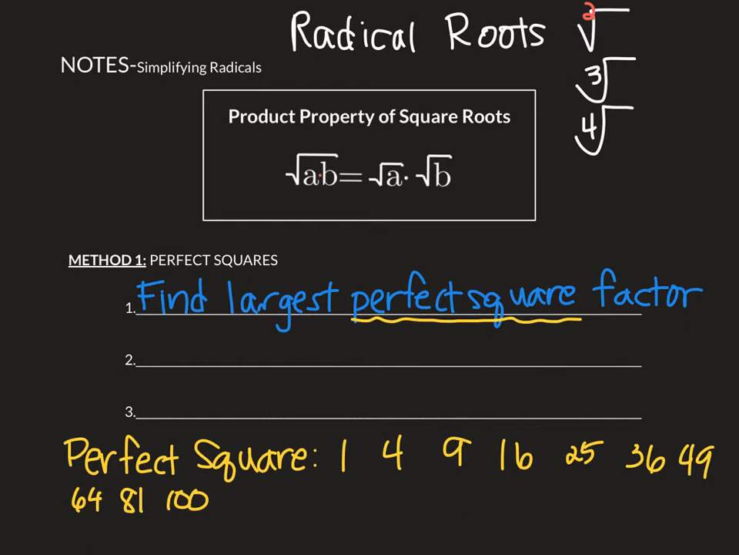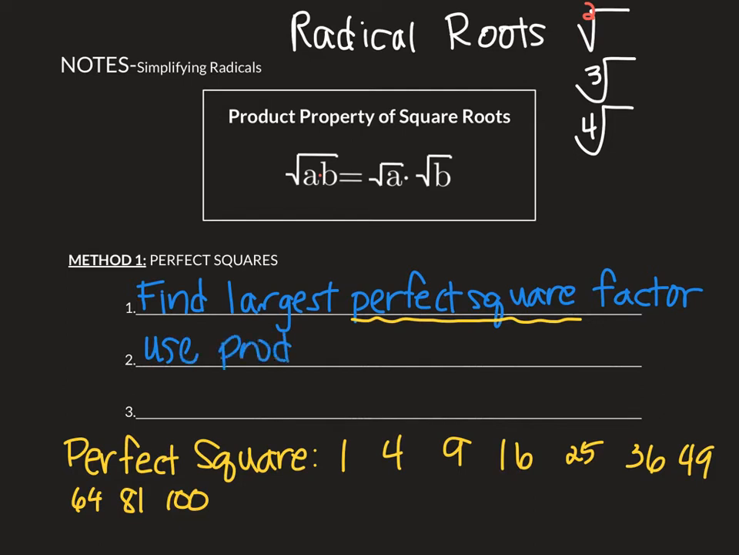Chances are, if we're looking for a perfect square factor, something that goes into it, one of these is going to be sufficient. Okay. So my second step in using the method of perfect squares is we are going to use the product property.